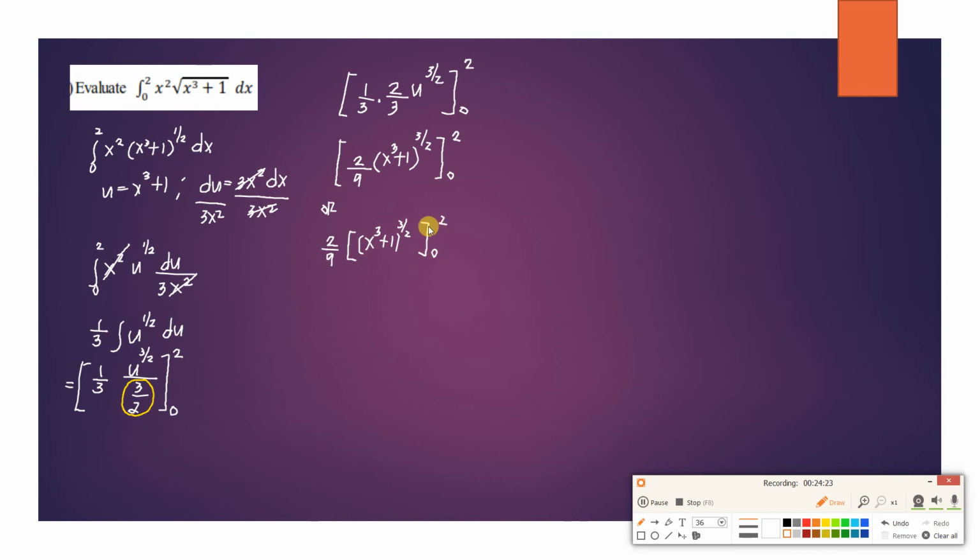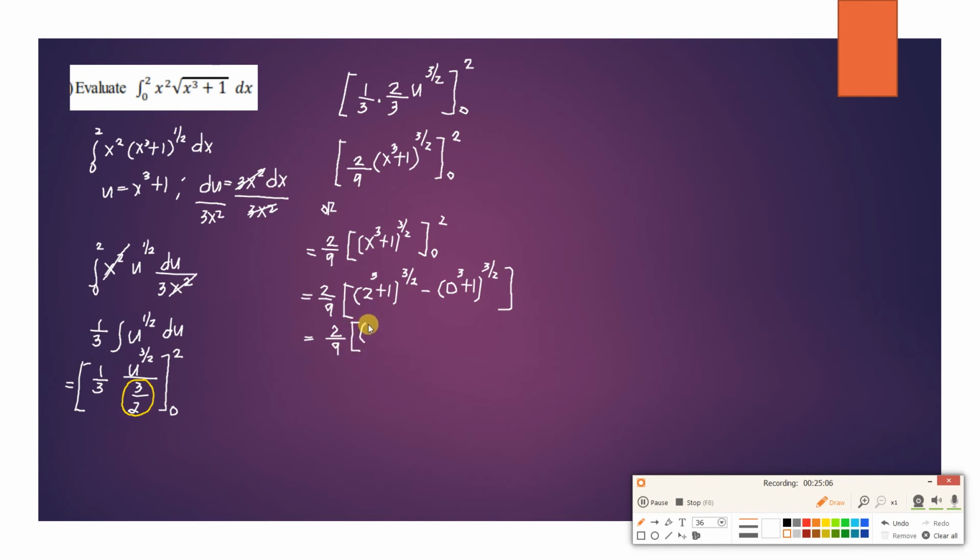So, take note of the exponent na 3 halves. Hindi pa pwedeng baliwalain yan. Baka makalimutan nyo. Now, applying the limit, so we have 2 over 9. So, yung upper limit muna tayo, which is 2. Substituting the variable x plus 1 raised to 3 halves. Okay, minus the lower limit, 0 raised to 3 plus 1 raised to 3 halves. Okay, mas maganda talaga nilalabas yung constant, no? Para hindi na siya makagulo. So, we have 2 over 9.